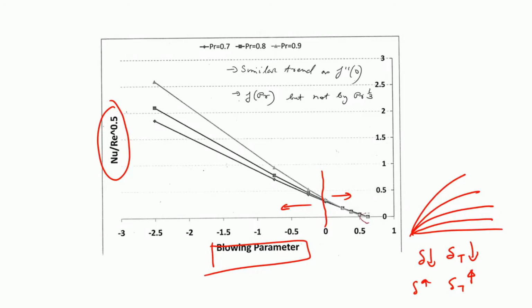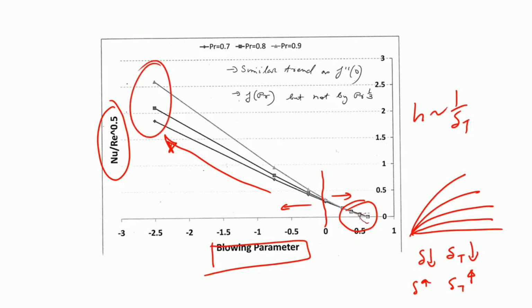In this case what you see is that your Nusselt number by Reynolds number scaling goes to 0 about the same time when your separation actually happens, because separation means you lose the boundary layer altogether, whereas it goes upward, that means you have an enhanced heat transfer because of the lowering of delta T, because if you recall, h is proportional to 1 over delta T. So as delta T goes down, h actually goes up. Therefore, you have a sharp increase. This is a very similar trend as f double prime 0, very similar trend as your shear, except for the fact that now with Prandtl number dependency you have different types of variations.